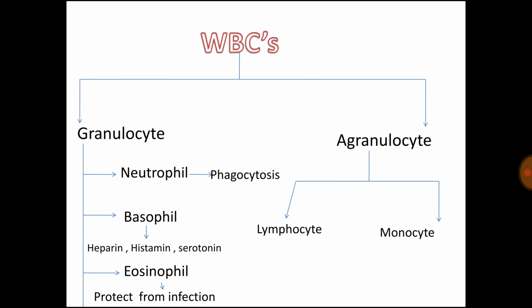Basophil, okay, this is about basophil, and next is eosinophil, which protects from infection. And lymphocytes are of two types, T and B. They together form the immune system of our body. And monocytes also do phagocytosis like a neutrophil. So this is about the WBC.